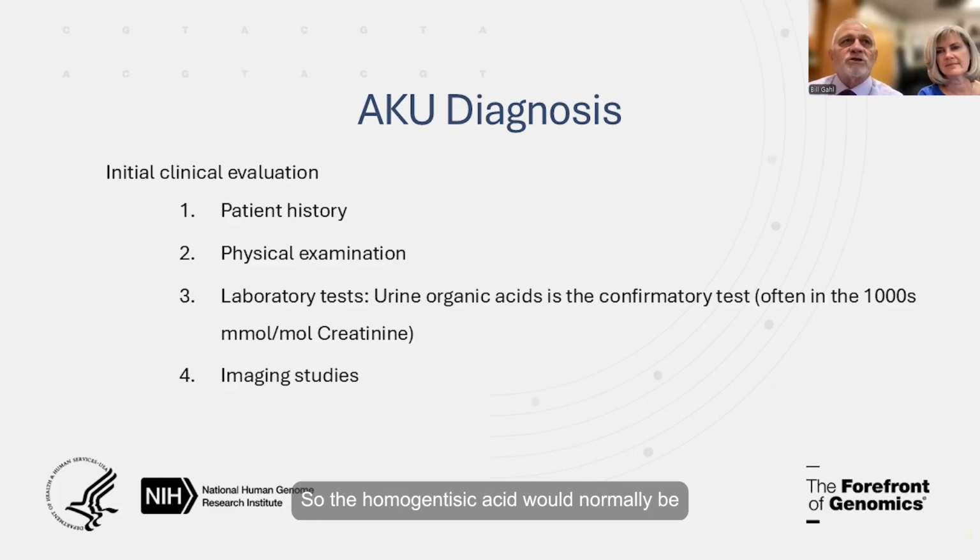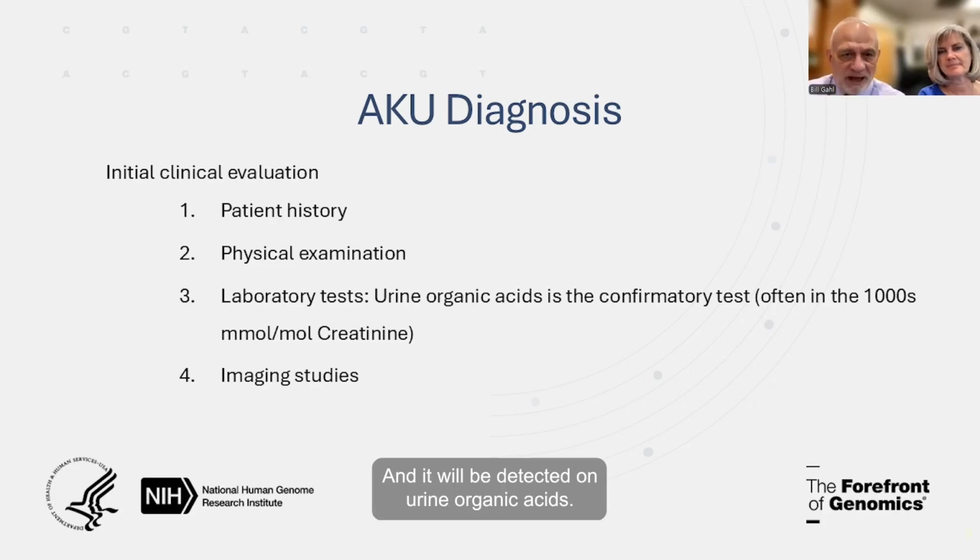So the homogentisic acid would normally be about 100 or 200 milligrams per day excreted in the urine, in a 24-hour urine. And in alkaptonuria, it's 5 to 15 grams. So it's like 50, 100 times elevated. You can't mistake that, and it will be detected on urine organic acids.